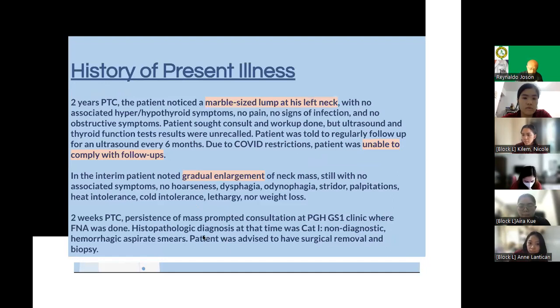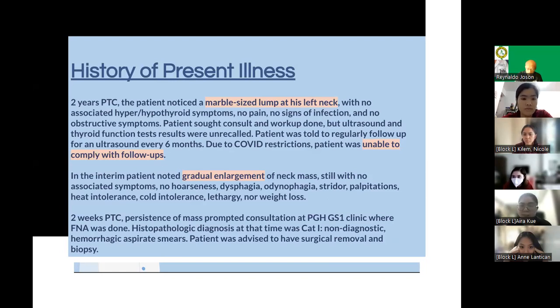Next slide. This neck mass was first noticed 2 years ago, where the patient said he felt a marble-sized lump at his left neck with no associated hyper or hypothyroid symptoms, no pain, no signs of infection, and no obstructive symptoms. At this time, the patient sought consult with a private physician and some workup was done, but the patient has no copy of the results. But the patient was told to regularly follow up every 6 months for an ultrasound.